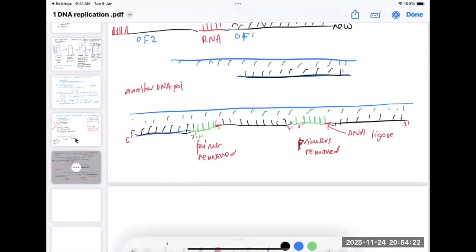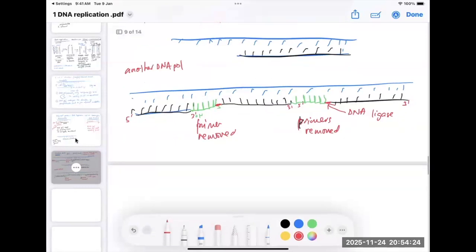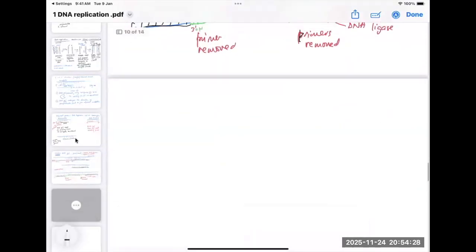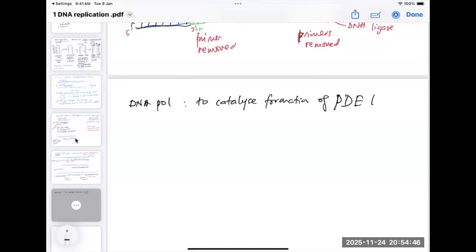Okay, so that's why they say DNA ligase, the role is what? Okay, so there are so many enzymes here. So DNA pole, the first one that we talk about is to catalyze the formation of PDE, phosphodiester bond.